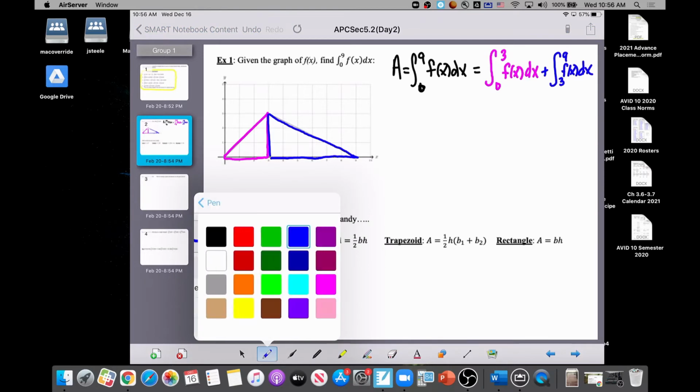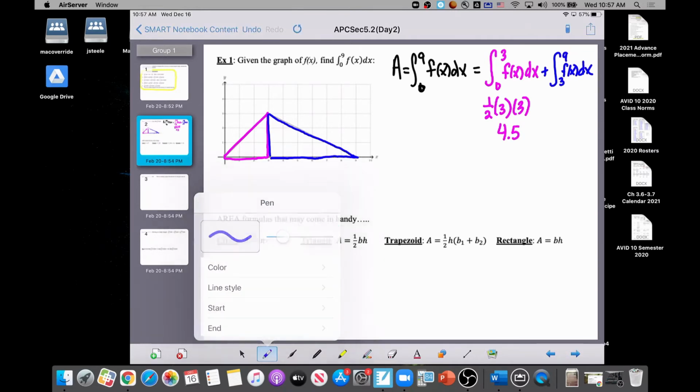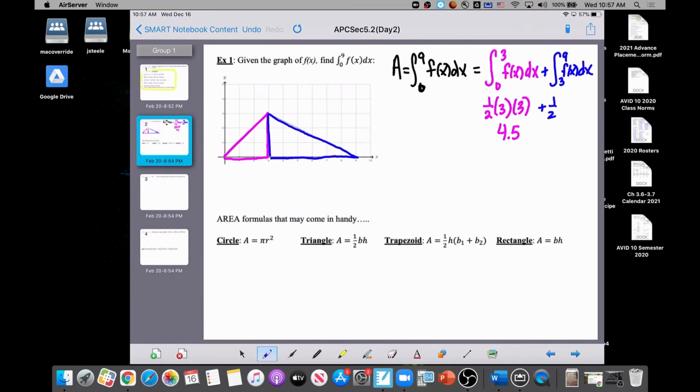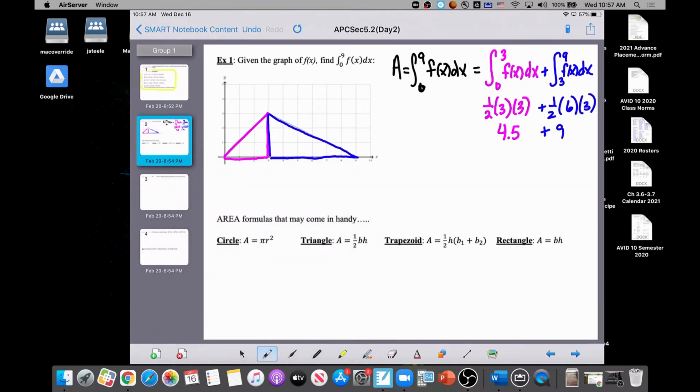The area of the pink triangle is 1/2 base times height, so 1/2, the base of that triangle is 3 units long, and the height is 3 units long. So 3 times 3 is 9, half of 9 is 4.5. Then I am going to find the area of the blue triangle. So 1/2, the base of the blue triangle is 6 units long, and the height is also 3. So 3 times 6 is 18, half of 18 is 9. If I add these two numbers together, I get 13.5, right?